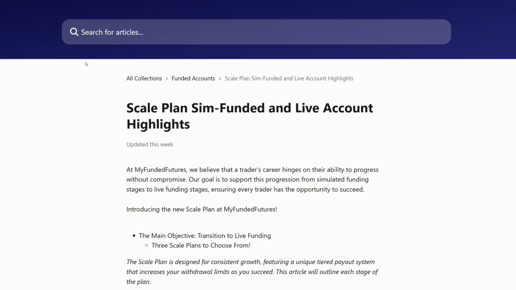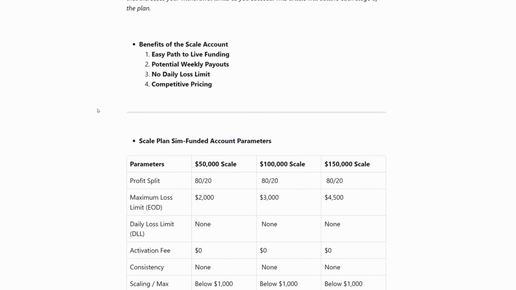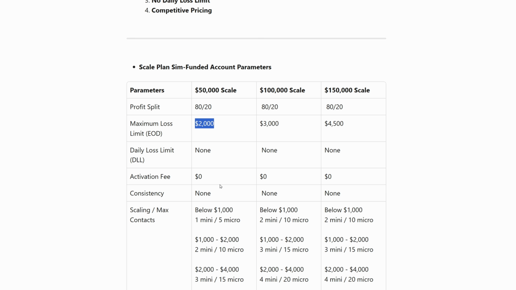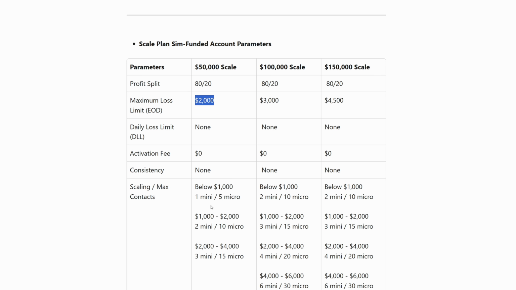Now, if we come over to the FAQ and we type in scale, we look at the main differences of this account. Well, one, once you get funded, we still get that same 80-20 split. The maximum end of the day drawdown is $2,000. Nothing has changed. And we're talking about the 50K accounts. You guys can read the rules for the other account sizes if you choose to. There is no daily loss limit, 0 activation fee. And they have that same scaling plan. The same scaling plan that we talked about in the core plan is also applied here.